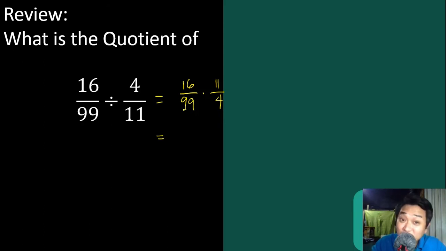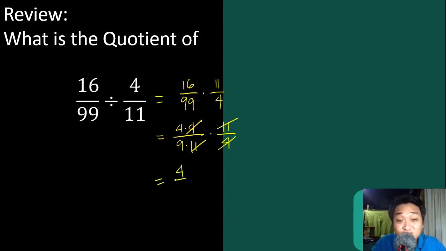Now, magmumultiply ba tayo? Hindi. Again, magfa-factor tayo. Okay po? So, what is the factor of 16? That is 4 times 4. How about 99? That is the same as 9 times 11. And you have here 11 over 4. At katulad ng ginawa natin kanina sa multiplication, instead na multiply natin yung mga numbers, yung mga numerators like 16 and 4, tapos yung denominators, 99 times 11, lalaki lang yung number. Ang gawin natin, ifa-factor natin, tapos mag-cancellation tayo. So that is, let us cancel 4, let us cancel 11. So what is left is 4 over 9.